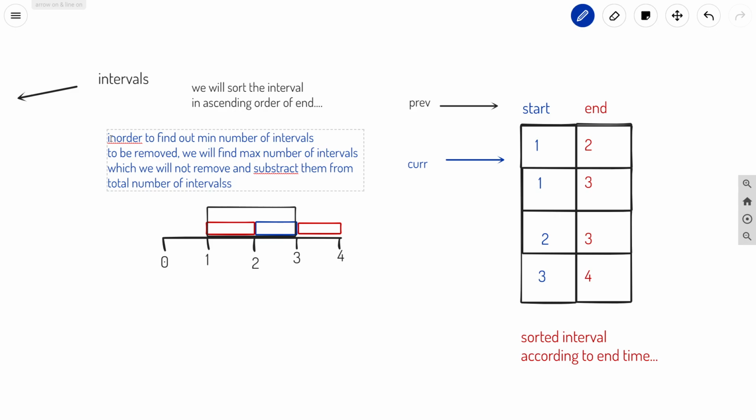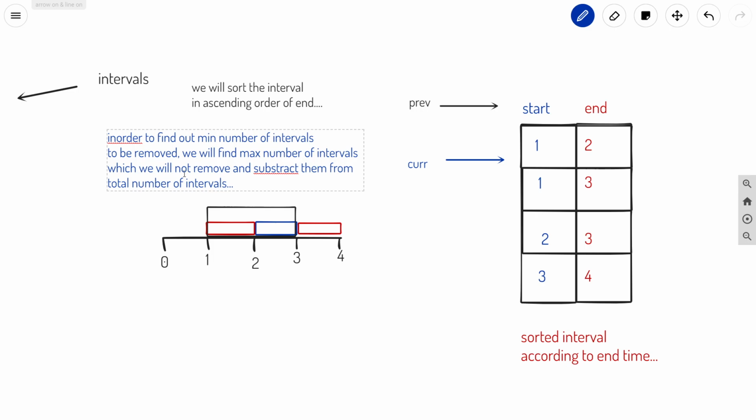Okay, so what we will do, we will find out the maximum number of intervals which we will not remove, and after that we will subtract it from the total number of intervals. So you can see that for this case we can keep three intervals with us, that is interval 1, interval 2 and interval 3, and we will not keep interval 4 with us.